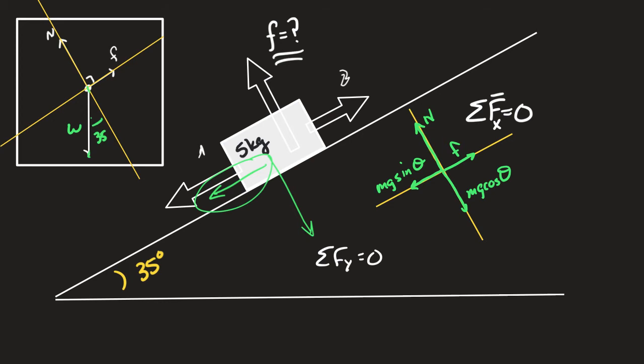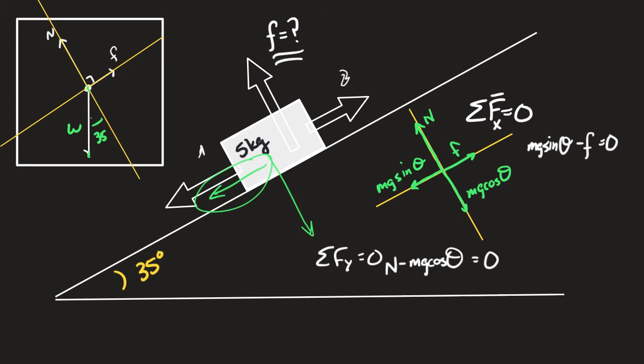But for this one, it is true that I have mg sine theta down the ramp and friction up the ramp. Those have to sum to be equal to 0. Why? Because it's not accelerating. And I have mg cosine theta into the ramp. I'm going to make that negative. And normal force up the ramp. Those have to sum to be equal to 0.